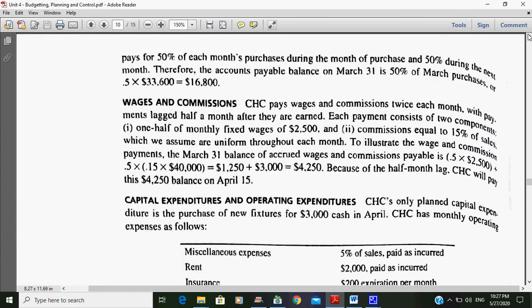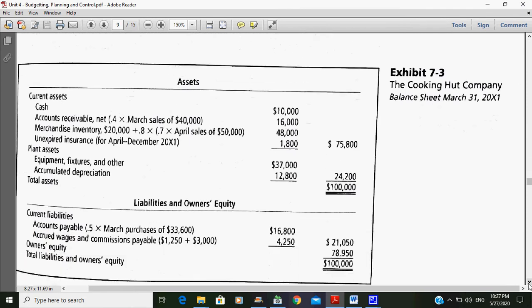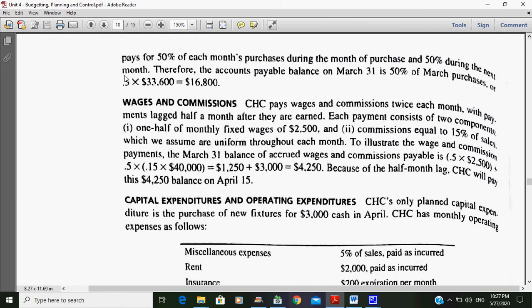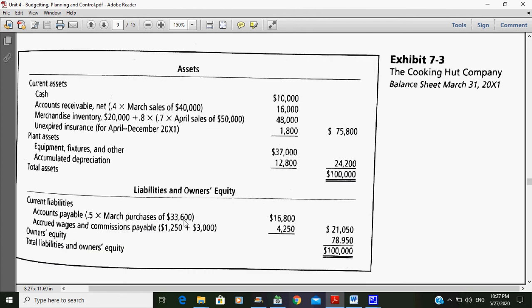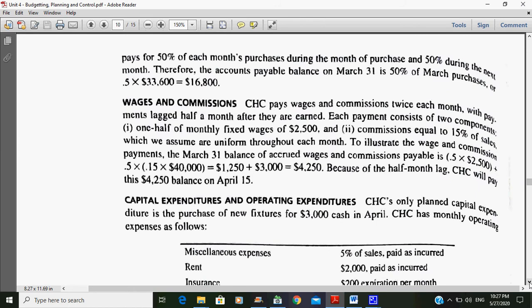So let's go again. On average, CHC pays for 50% of each month's purchases during the month of what? Purchase. Now these figures will be guiding our calculations as we go along. Just remember them, alright? And 50% during the next month. Therefore, the accounts payable balance on March 31 is 50% of March purchases, right? Or 0.5 times 33,600. The March purchases was 33,600. So they'd have paid 50% of it, right? And the remainder will be paid for in when? April. Alright? So remember, watch the good terminologies, please.